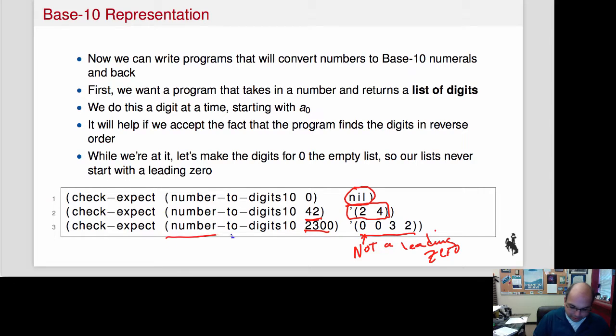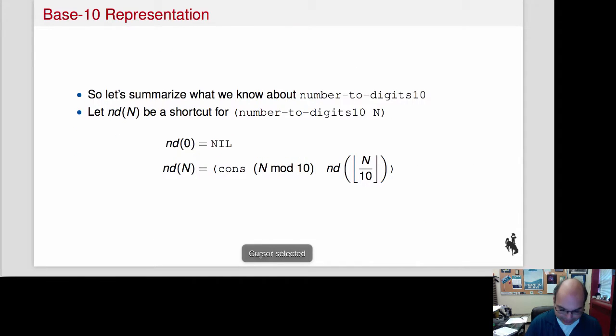I want to write this program number to digits, and I have here some examples of how it should execute. By the way, a lot of people call this test-driven development. The highlight of it is that before we write the function, we write some tests to say what we expect the function to return. That way, as we write the function, we can check that the function is behaving appropriately. All right, let's write this function.